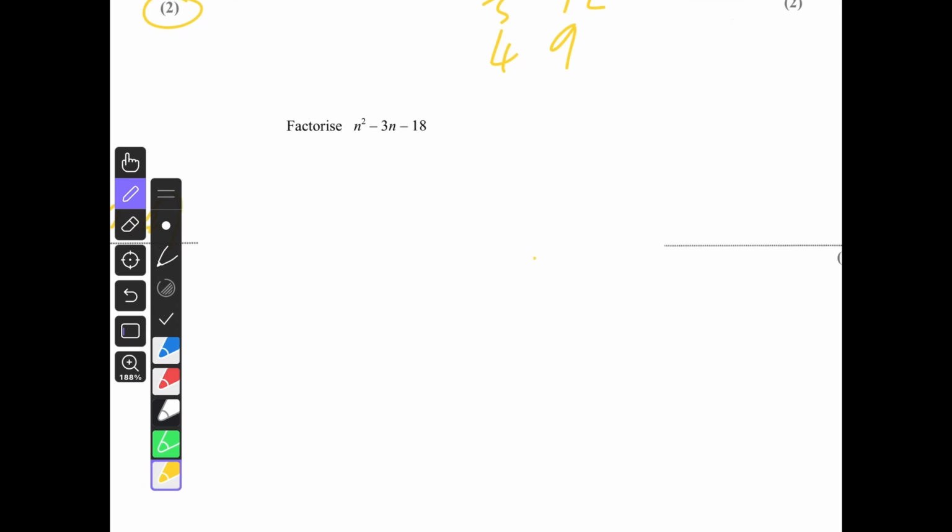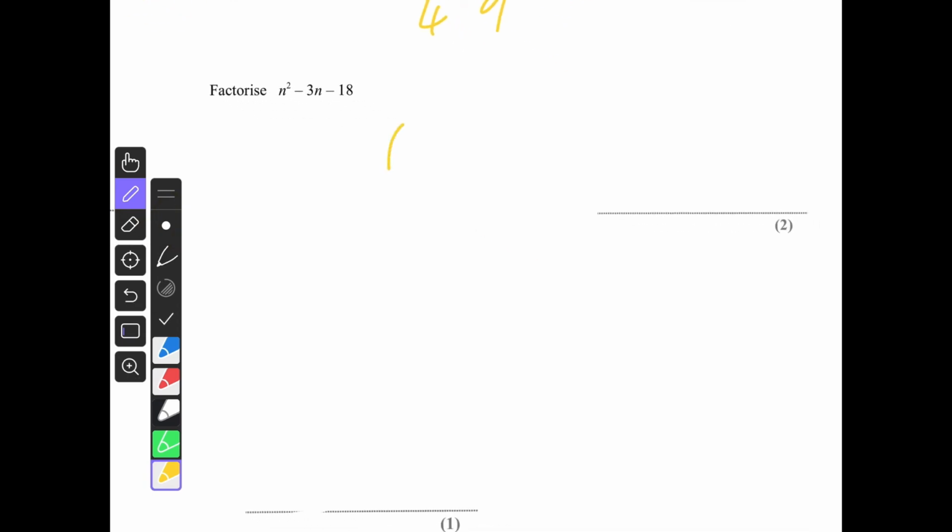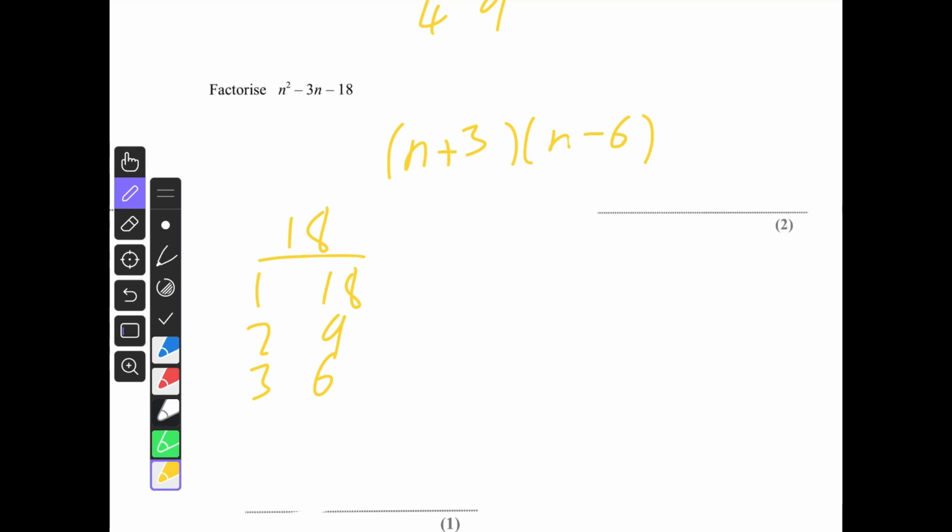Right, 2 to go. So then, n brackets, I'm jumping the gun here, I've written my n already. Right, so we've got 18: 1 and 18, 2 and 9, 3 and 6, and that is it. Now, how am I going to make 3 with those? Well, 6 and 3, isn't it? So this one will be n plus 3 and n minus 6.